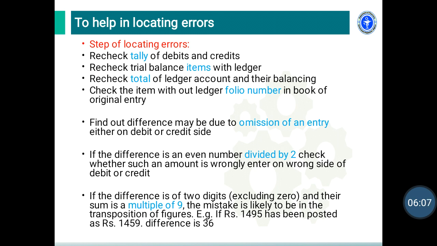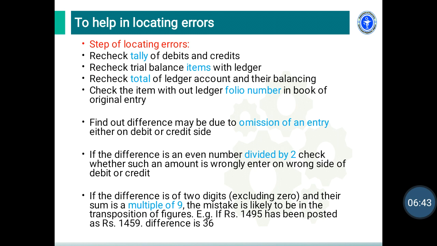Next one is if the difference is an even number and it is divided by 2, then check whether such an amount is wrongly entered on the wrong side, debit or credit side. The last one is if the difference is of 2 digits excluding 0 and their sum is a multiple of 9, the mistake is likely to be a transposition of figures.